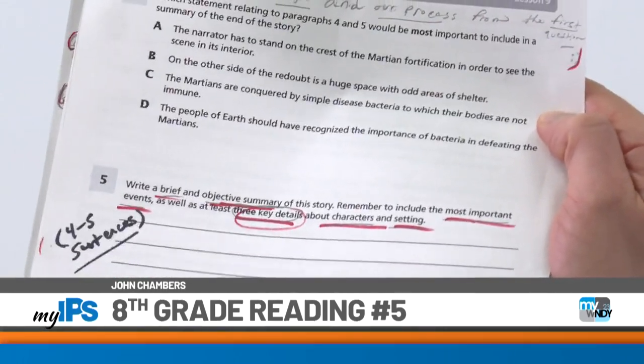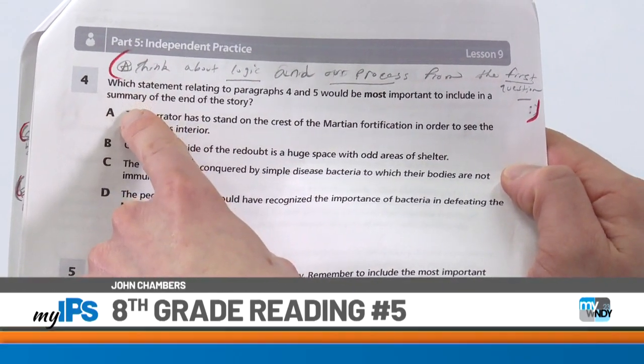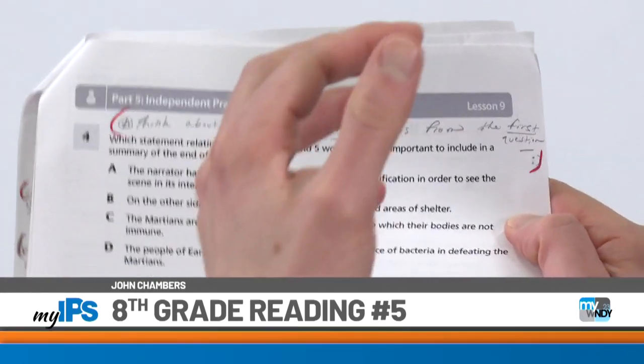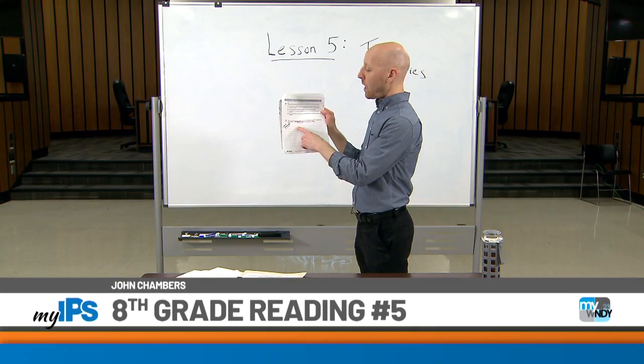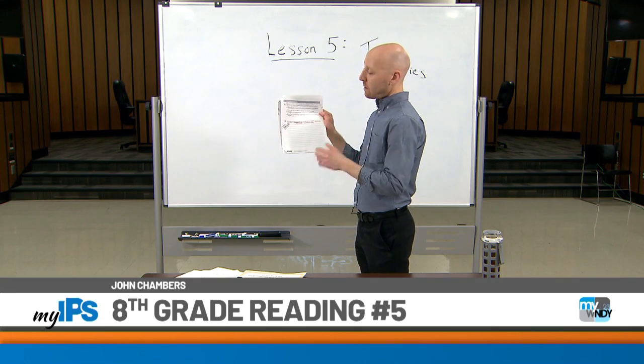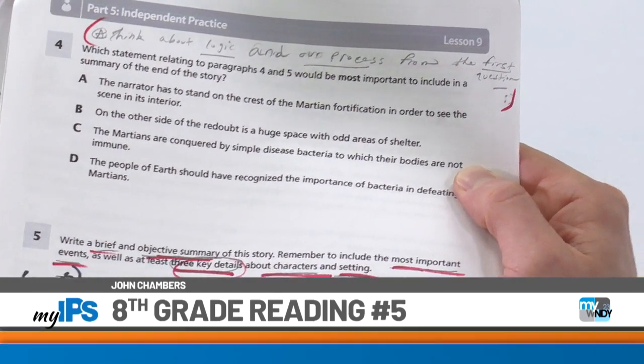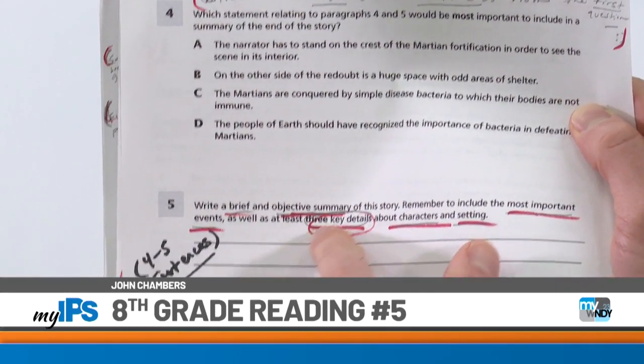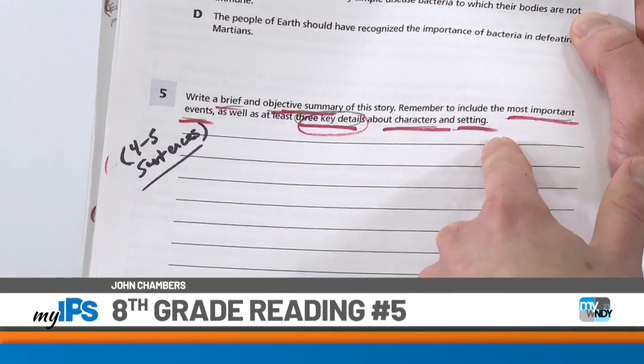And this is just an example of the packet. So if you see from question 4, it says what's the most important to include in the summary. So that's sort of flipping what we did in 1. And then number 5, I would say write 4 to 5 sentences. And you should be great at this because it really just wants a summary of what we read. So think about these underlined areas. 3 key details, the characters, and the setting.